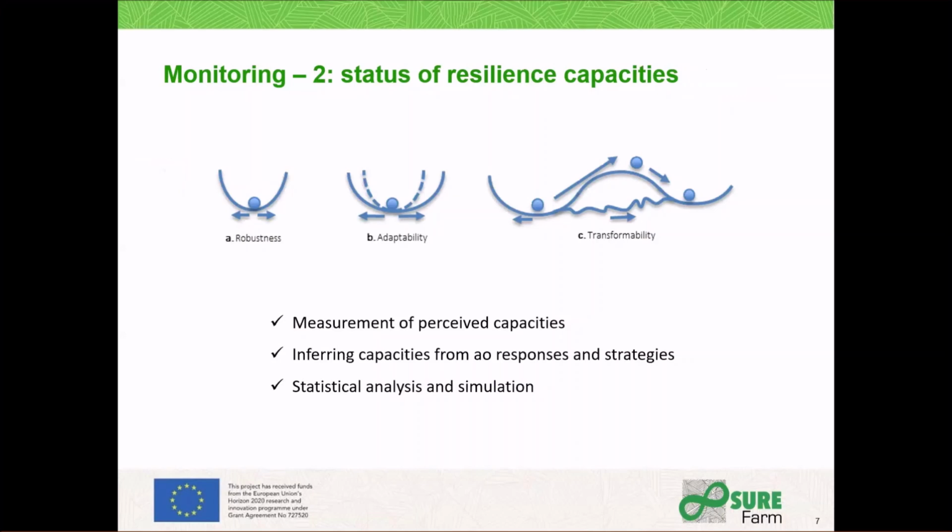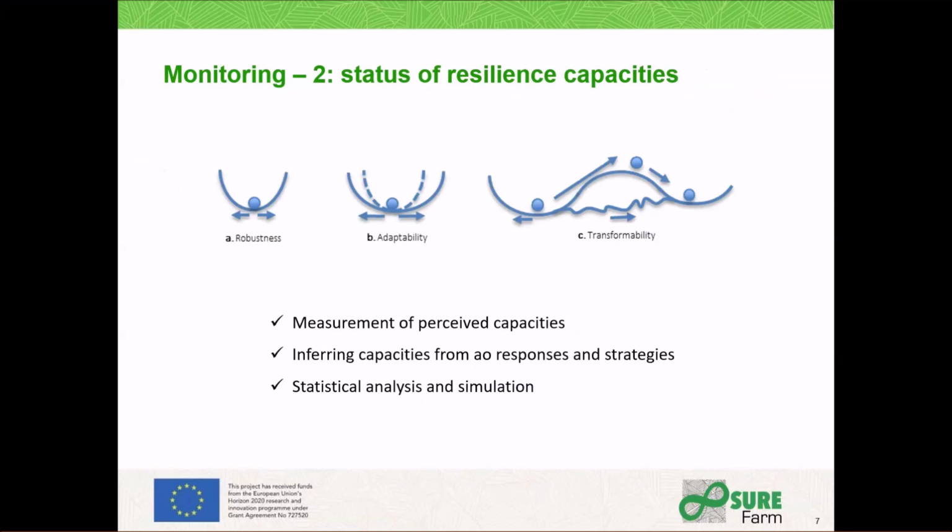That's also what we did in SURE-Farm, from the responses and strategies that you see happening. And you can again look at statistical analysis and simulation to get insight into these 3 capacities. So that is the second monitoring that you could do about resilience. I have a third one.